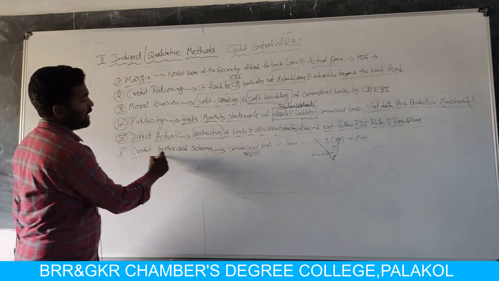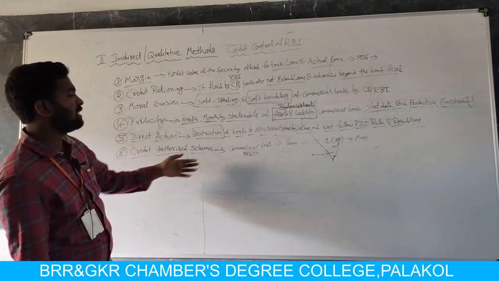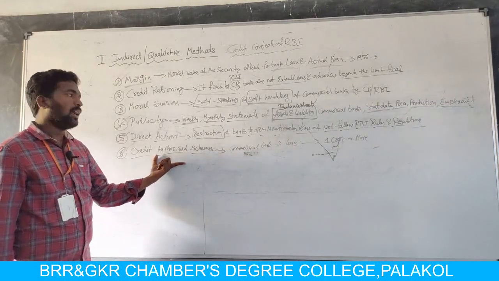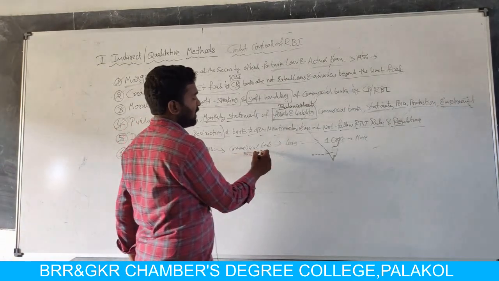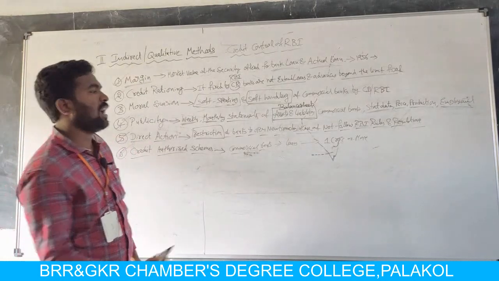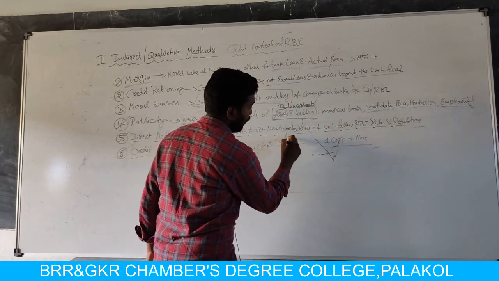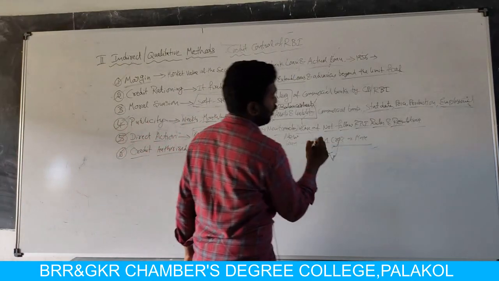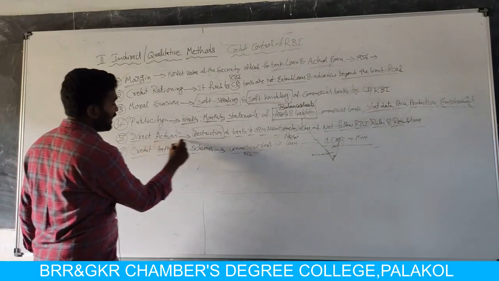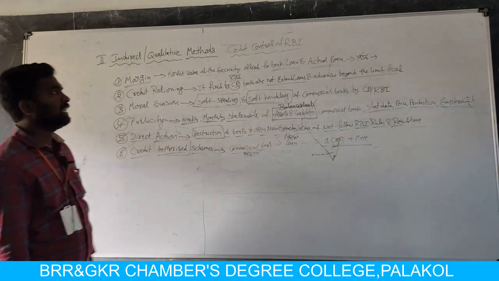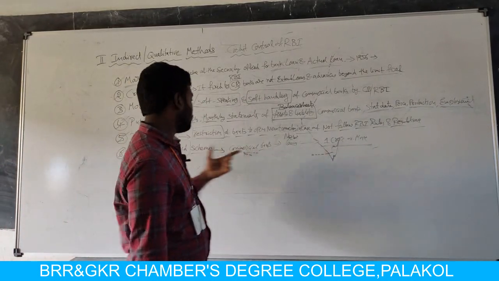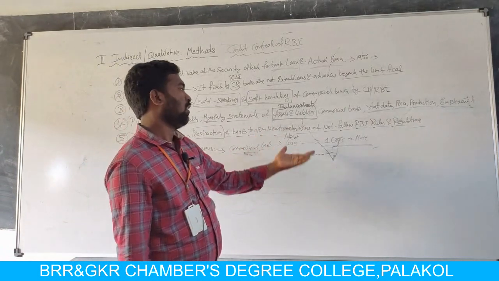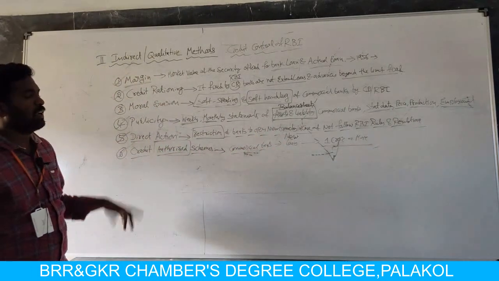And sixth one, credit authorization scheme. RBI is the authorizing authority for each and every bank in India. So when commercial banks want to give a new loan of more than 1 crore to a customer, at that time authorization must be taken from the RBI. In case RBI authorization is not taken, then RBI will not help recover your loan in case of bad debt.